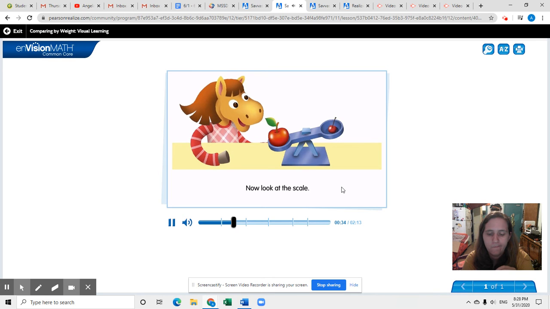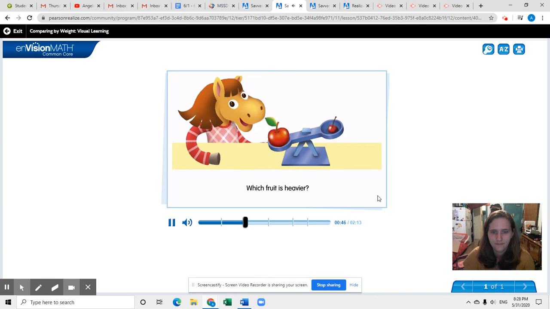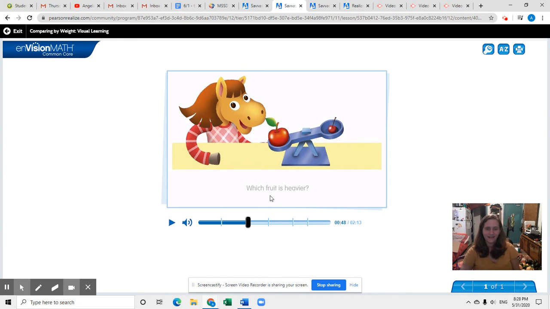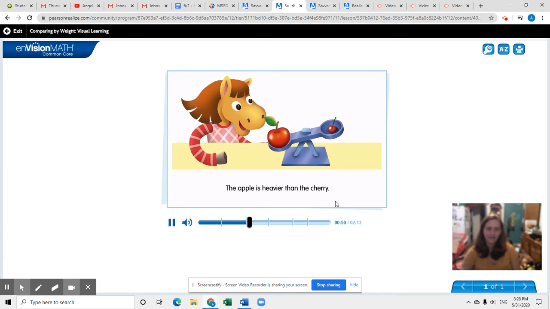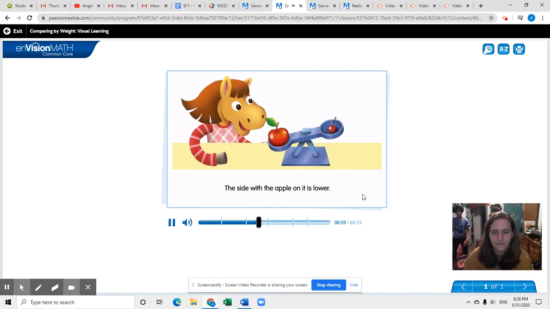Now look at the scale. What is on the other side of the scale? A cherry is on the other side of the scale. Which fruit is heavier? Which one is heavier, the apple or the cherry? Good, the apple, you're right. The apple is heavier than the cherry. How do you know the apple is heavier? The side with the apple on it is lower.